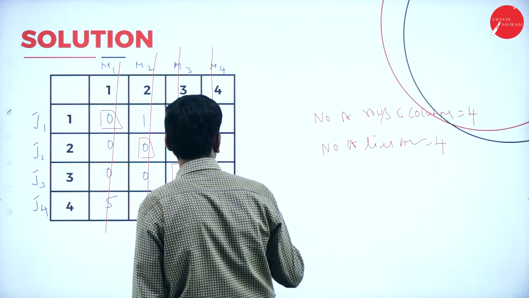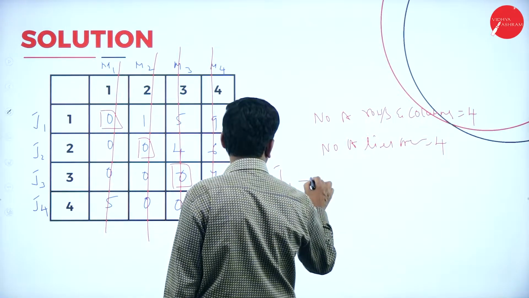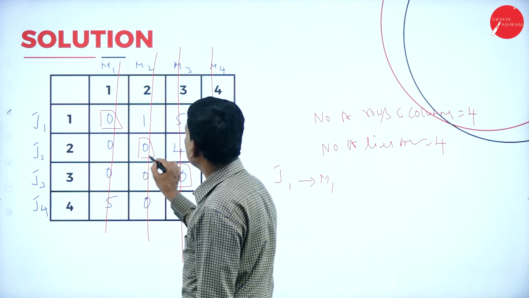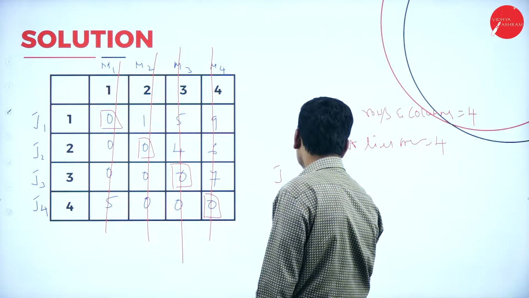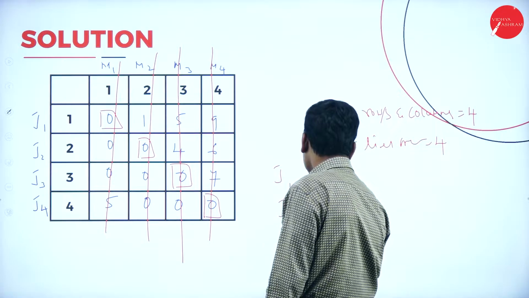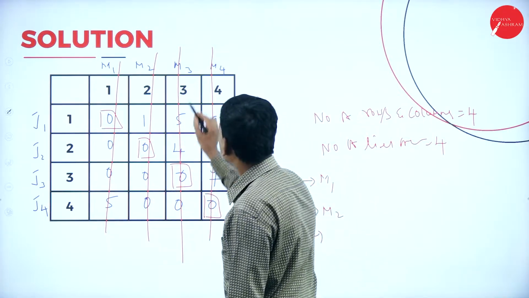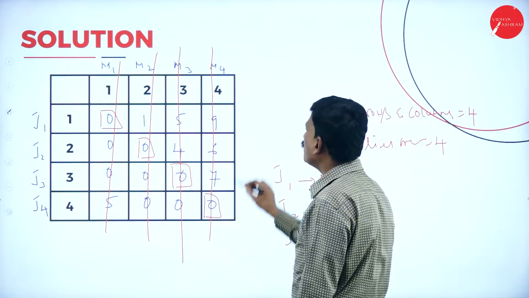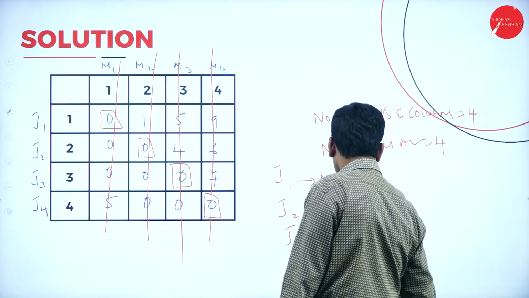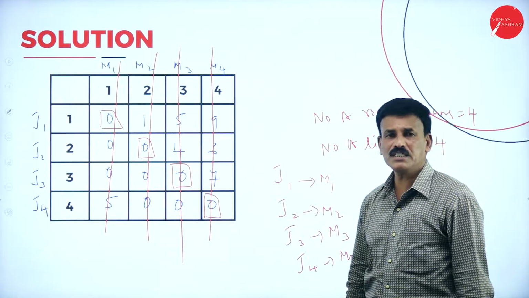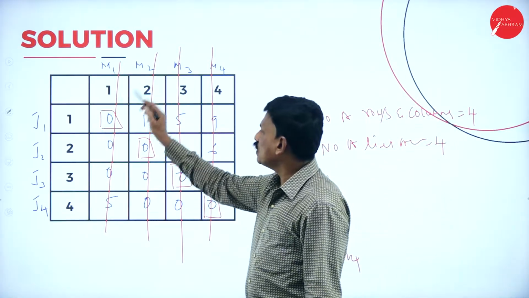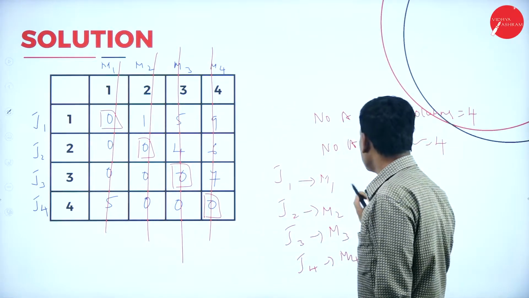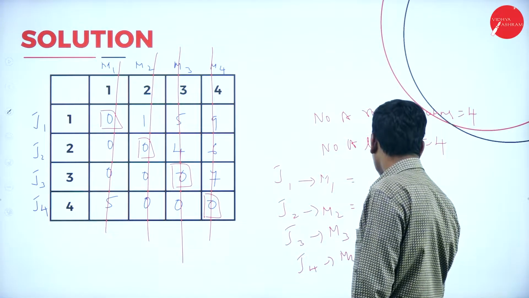Now to find the feasible solution, let us go to this. J1 can perform the job with machine M1 and J2 can perform the job with machine M2, whereas J3 will perform the job with machine M3 and J4 will do the job with the machine M4. Right, M1, M2, M3 and M4. J1 to M1, J2 to M2, J3 to M3 and J4 to M4. Now just substitute the values. So what are the values we are going to get here?